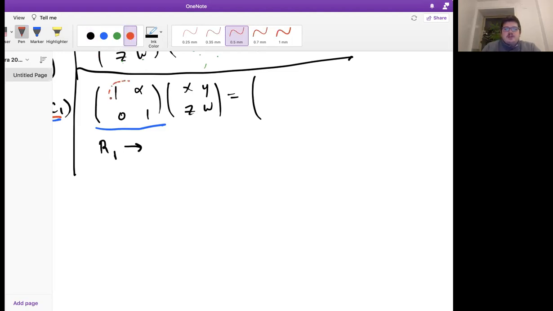Remember that when you do row operations, the row that looks like identity will be the one that's not changing. So the one that has something interesting is going to be the one that is changing. So now this is going to be row 1. And what are we going to do to row 1? We're going to do row 1 plus alpha row 2. And if you do the multiplication out, that's exactly what happens. So it's x plus alpha z.